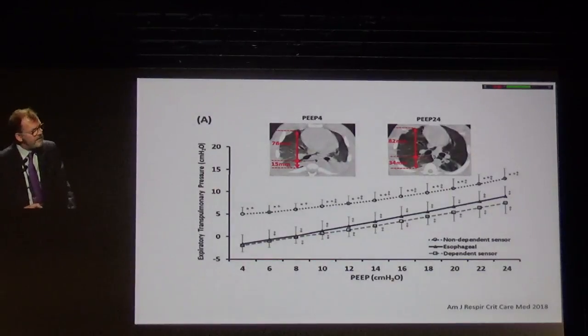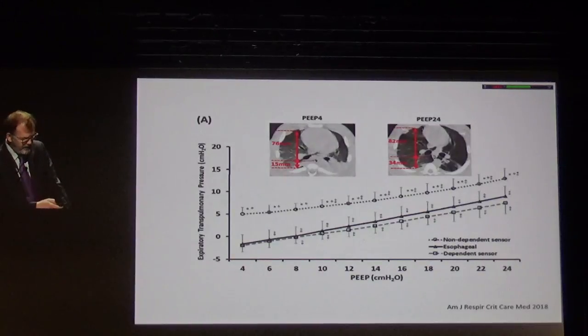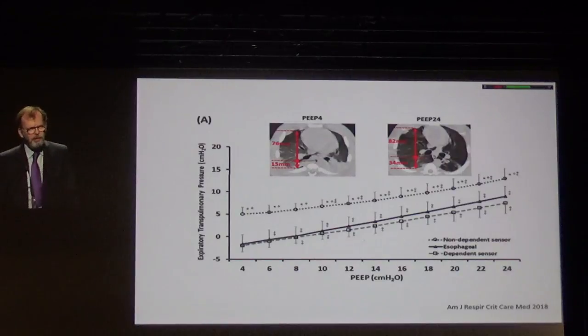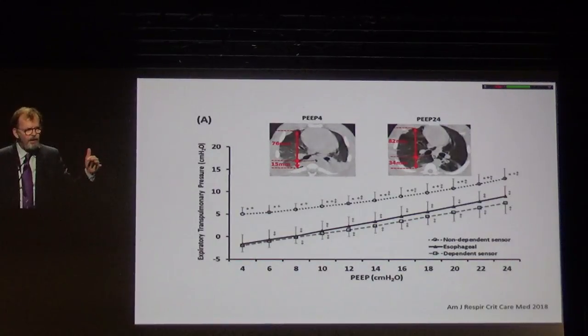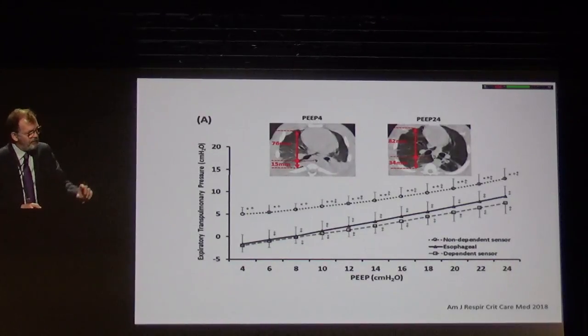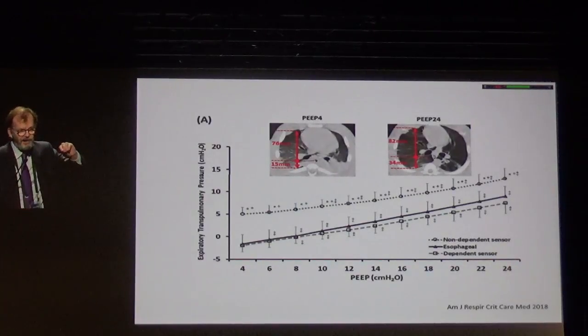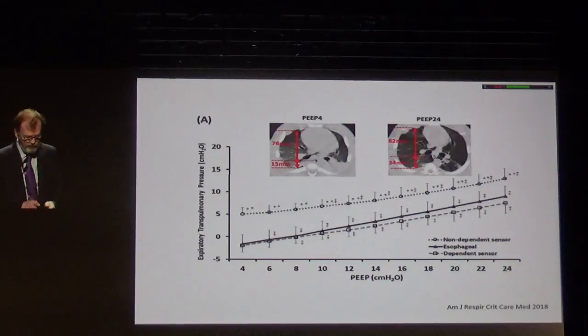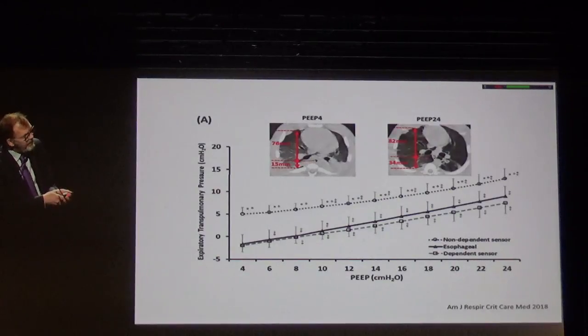And this is data in pigs, where what is expressed here is the transpulmonary pressure at end expiration. So transpulmonary, you remember, is airway minus esophageal pressure. And it's calculated using the pleural pressure placed in the dependent part, in the non-dependent part, or in the esophagus. In the pig, you see that the esophagus is very, very far down, very close to the dependent areas.